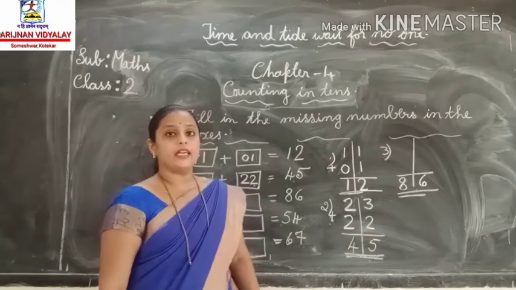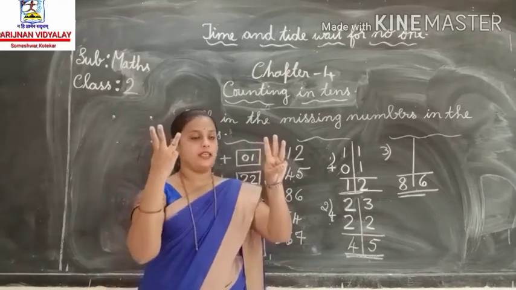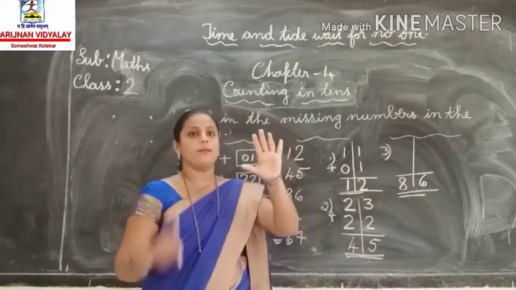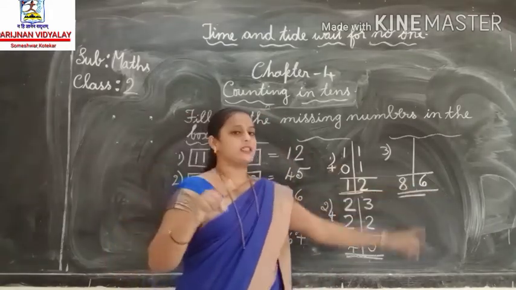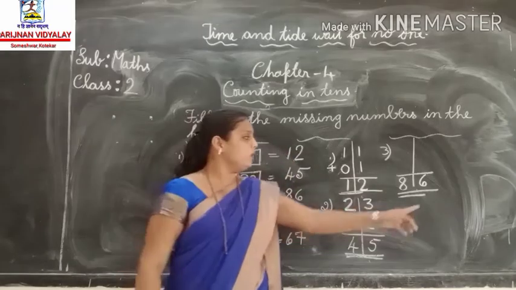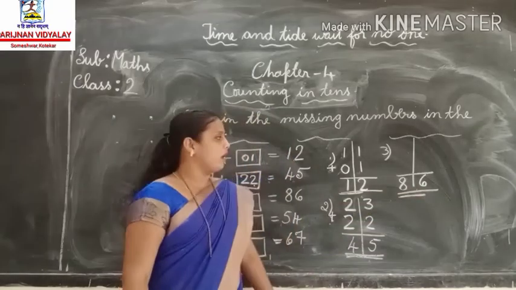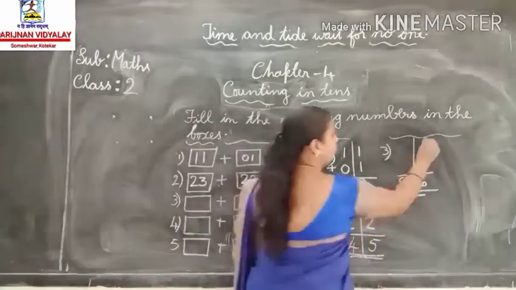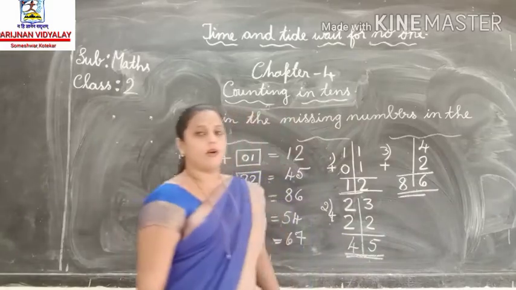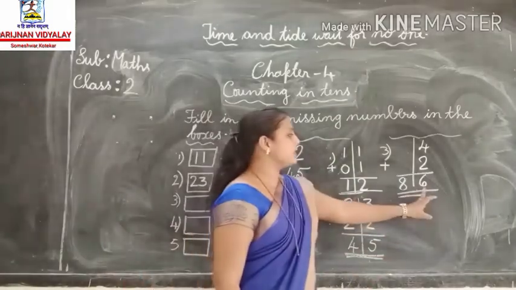Yes, you can take 3 plus 3 is equal to 6, or 5 plus 1, 6, or 4 plus 2 is equal to 6. So now I am going to take here 4 plus 2. 4 plus 2 is equal to 6.